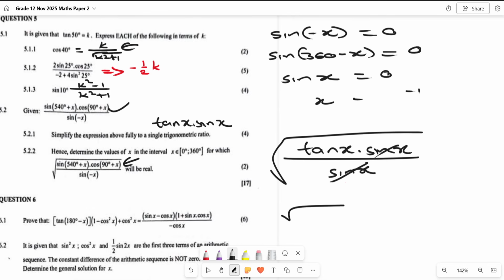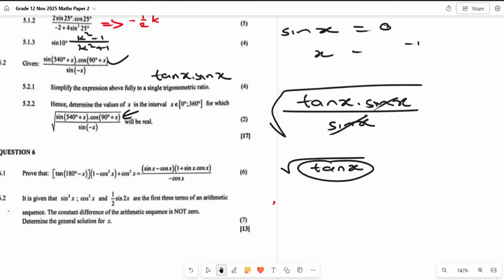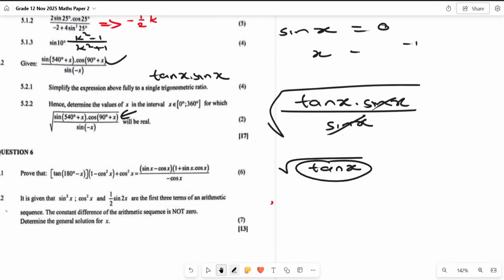Now we have the square root of tan x, and we are supposed to find out the values for which this will be real. Well, how do we do that? Whatever is under the square root sign has to be greater than 0. So it's not so bad actually. So tan x has to be greater than 0, but I'll just equate it to 0. Therefore, x is going to be equal to shift tan 0. Our answer is going to be 0.